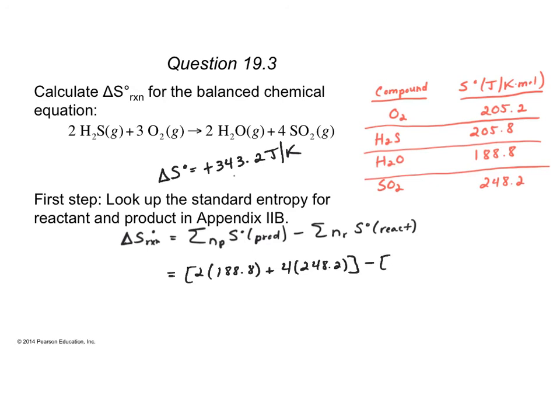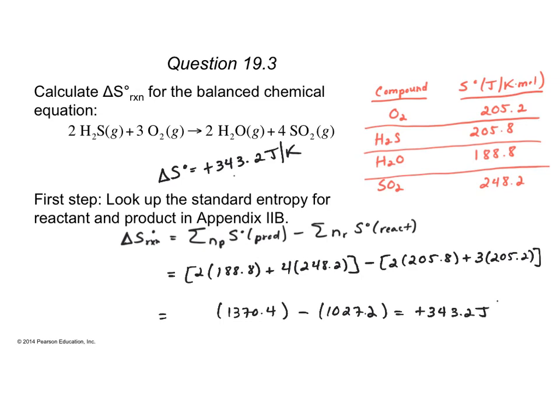Now we're going to subtract from that the reactants. We've got H2S, 2 times 205.8. And then for oxygen, we have 3 times O2. O2 is 205.2. So when we multiply these guys out, we add them together, we end up with a 1370.4 minus a 1027.2, which overall gives us a positive 343.2 joules per Kelvin.